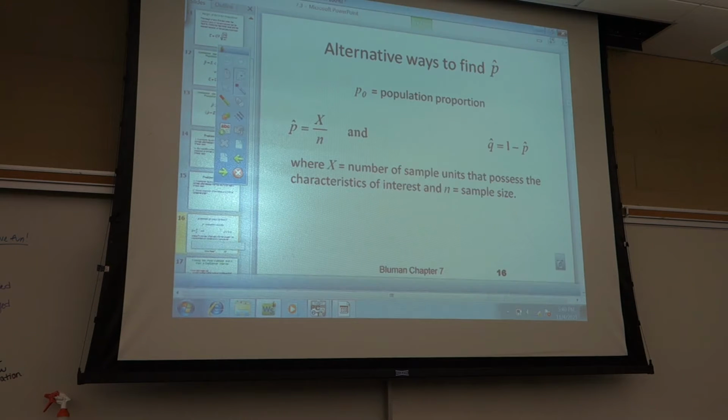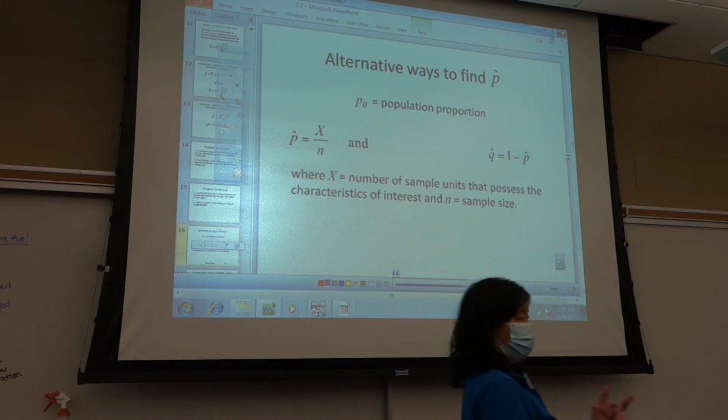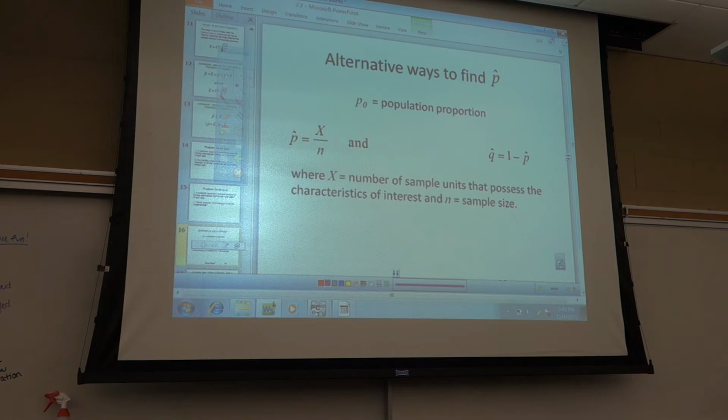Alternative ways to find p hat. So either I will give you the percentage, or I will give you a number, the number of yeses. Then you have to find your p hat by taking the number of yeses divided by the total, by n. How do you know whether you're given a percentage or the x, the number of yeses? The percent will always have what? The percent symbol, right. If it doesn't have a percent symbol behind it, then it's the number of people who said yes.